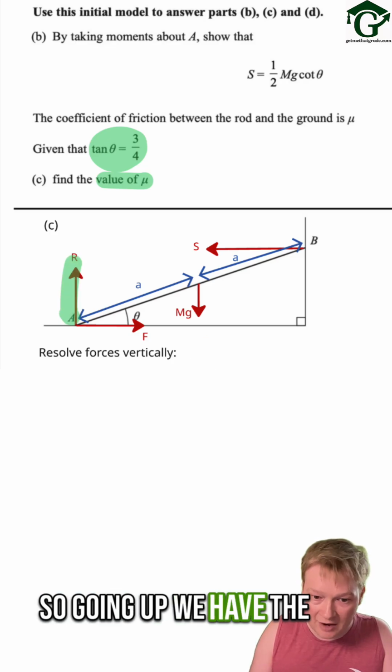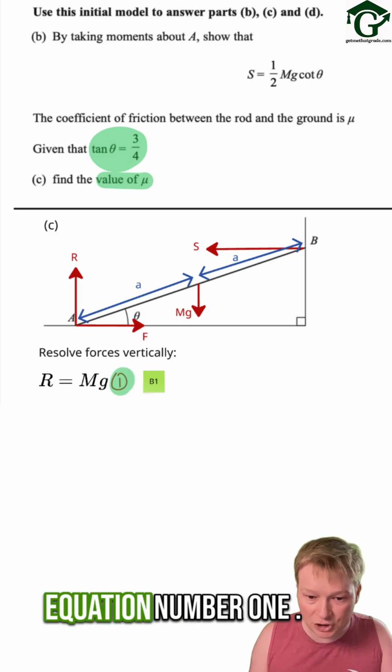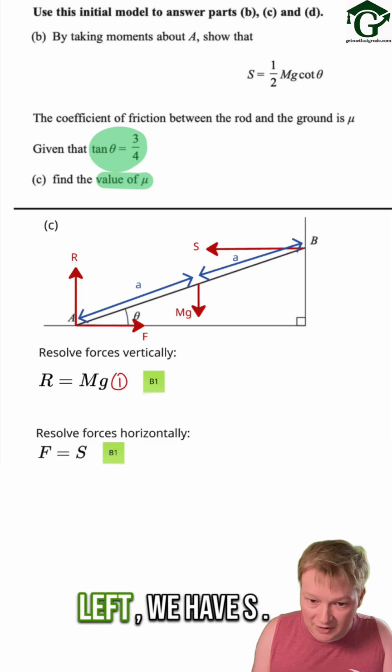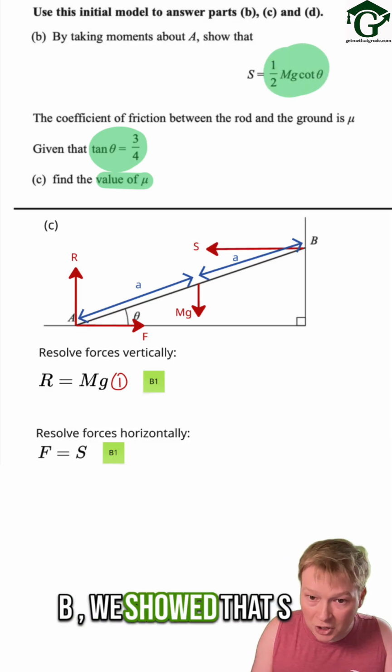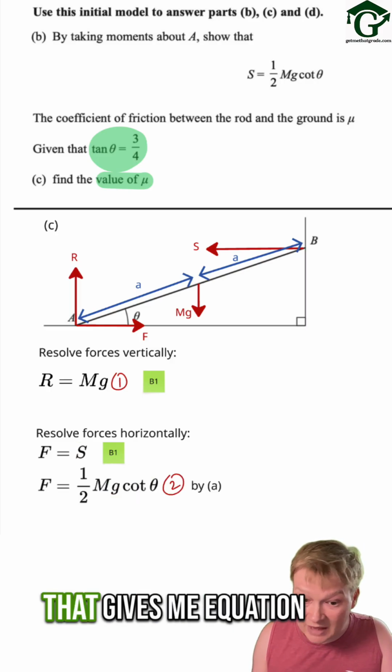So, going up, we have the force R, going down, we have the weight, mg. That gets you your first mark. I've called that equation number 1. Next, we resolve forces horizontally. Going towards the right, we have F. Going towards the left, we have S. So F equals S. And remember, in part B, we showed that S was 1/2 mg cot theta. So I'm going to substitute that for S straight away. That gives me equation number 2.